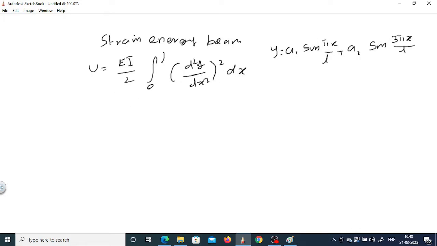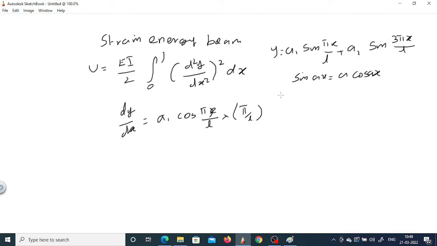Yes. Now, first I can differentiate the y term with respect to x. So dy by dx is the initial step. What is dy by dx? Here you see a1 is constant, so I rewrite a1. What happens with sin pi x by l? If I differentiate sin pi x by l, I get cos pi x by l into pi by l, which follows the formula that the derivative of sin ax is a cos ax. Here the a term is pi by l, so I get pi by l into cos pi x by l.